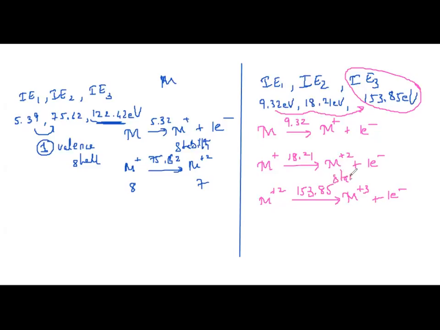That means after losing two electrons, the metal has attained a stable configuration, and a large ionization energy is required because you are removing an electron from the inner core. Therefore, the given metal atom contains two valence electrons, or you can say it exhibits a valency of +2 only. So this is a small example on ionization energy.